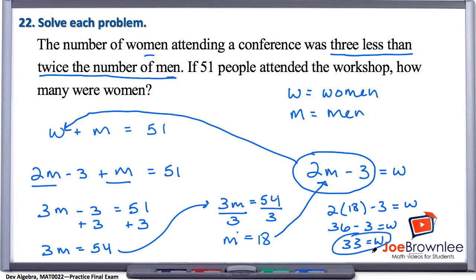So again, either way, whether you say 51 minus 18 is 33, or you take your value of m and plug it in, we still end up with the same answer. And so for number 22, we end up with 33 as the number of women that attended this workshop.